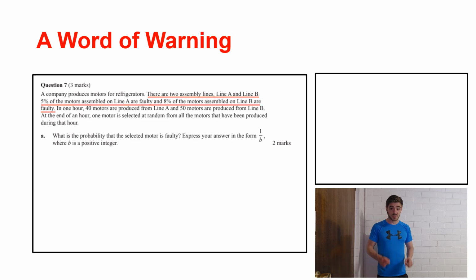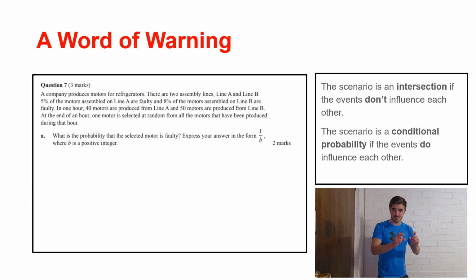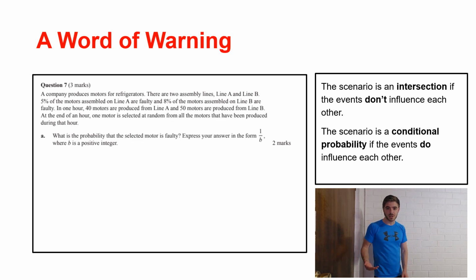Let me explain. The best way that I know to figure this out is to look and see if the events in the question claim to influence each other. If we consider this VCAA example, we have evidence that the specific motor line that the motor came from will impact the failure rate of that motor. We're told that line A had a failure rate of 5% and line B had a failure rate of 8%. Being faulty is completely dependent on what production line the motor came from. Hence, this is a conditional probability, not an intersection.